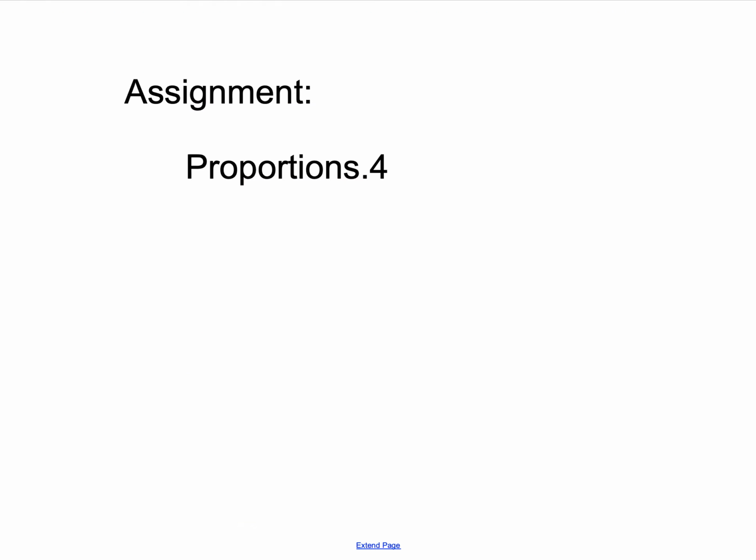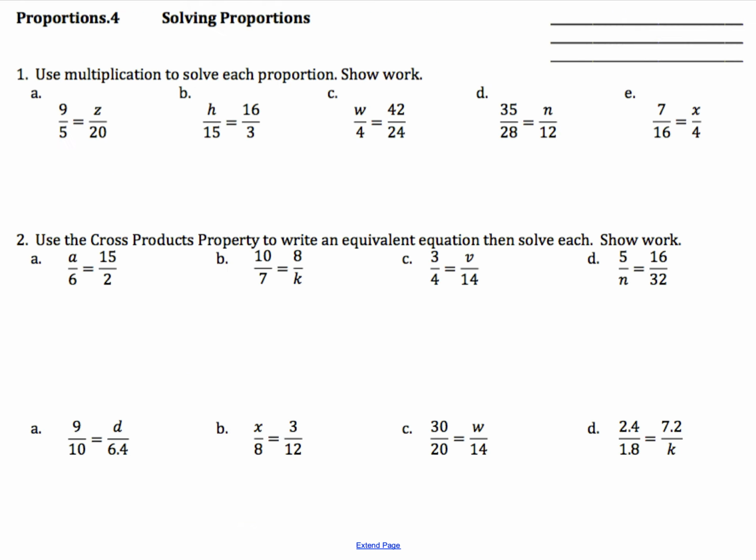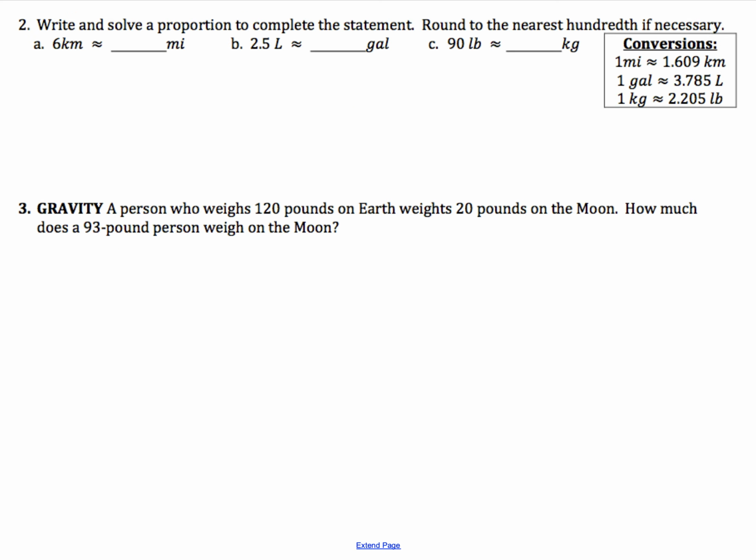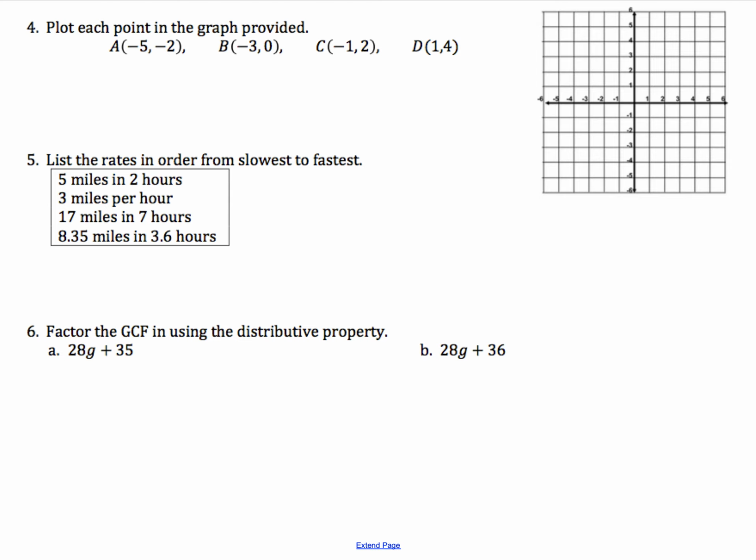All right, on the practice, number 1, you're solving with multiplication. Don't forget to show your steps. Half of your points come from showing the work, the other half from the answer. Number 2, the first number 2, there's some typos on this. You're doing cross products to solve. The second number 2, you are doing proportions to solve to do the conversion. Number 3 is a unit rate problem. You can use proportions to do it, to figure out how much someone would weigh on the moon.